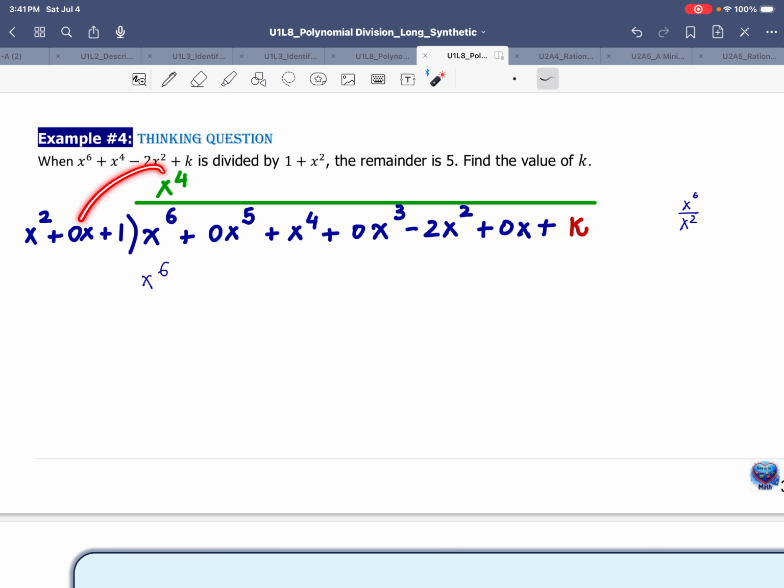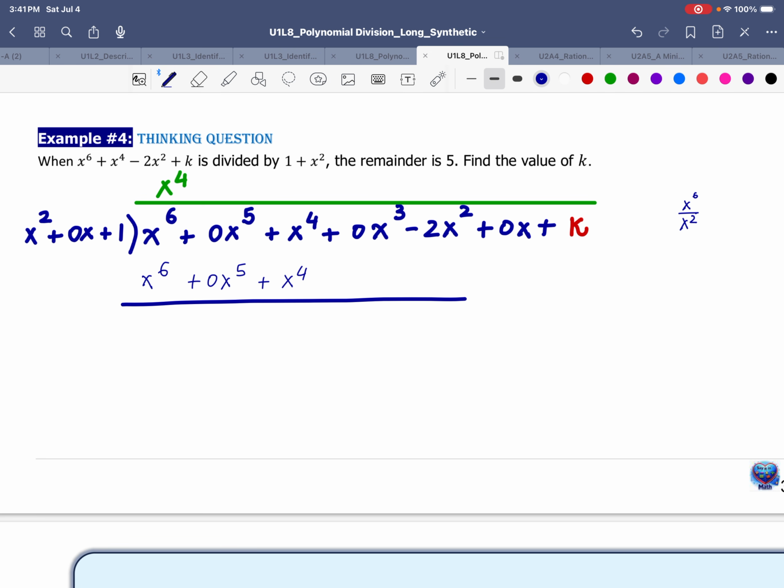and then 0x to the power of 5, and then we have 1x to the power of 4. Let's draw the line, and we'll subtract whatever we created here from the given polynomial.